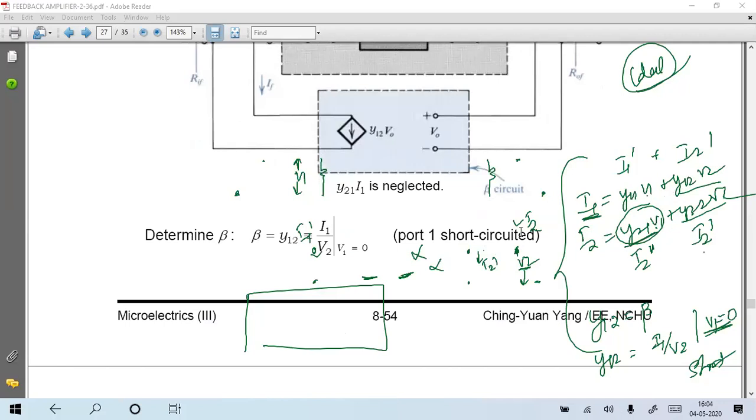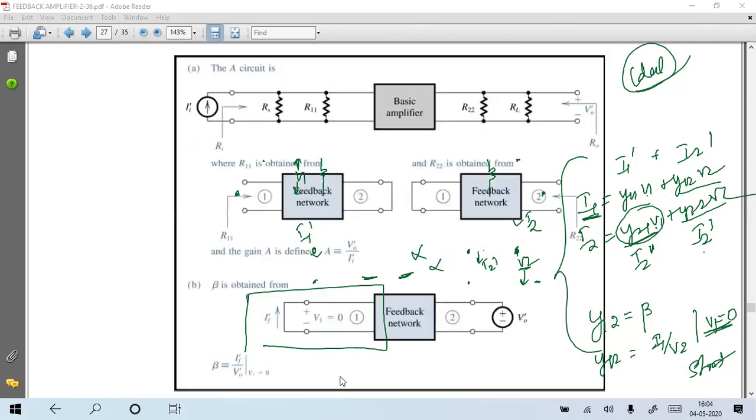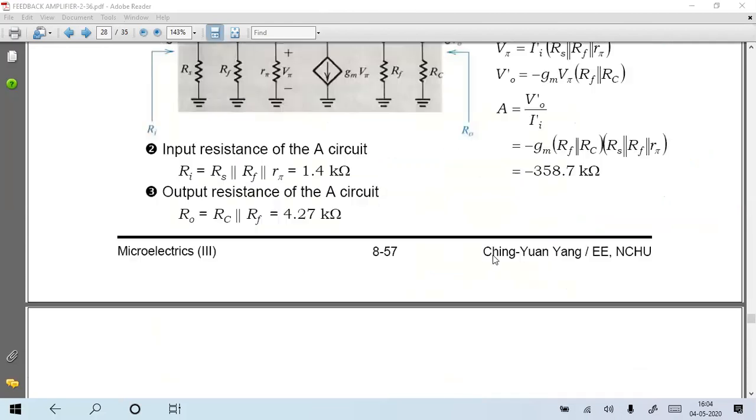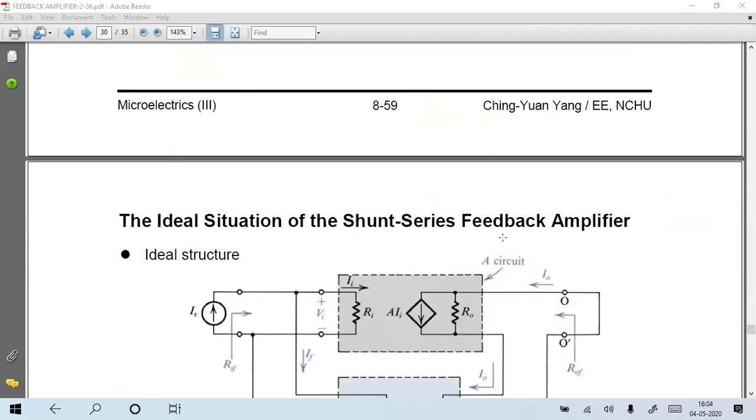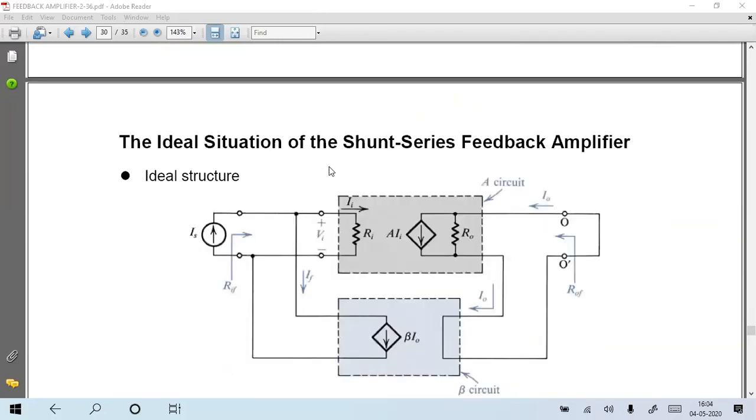In the same way, if you see shunt-shunt, it is also similar. You can guess. I'll give one clue, and I'll not take much time for that. You think and identify. Now the input side is shunt, the output side is shunt, mixing is shunt, and this is also shunt. You tell me, mixing shunt, series. So the mixing side is shunt, meaning it is current, and series means this is also current. So I by I is a current amplifier.